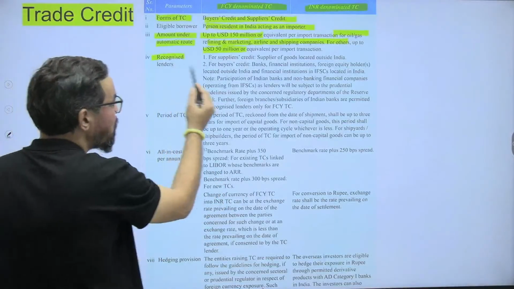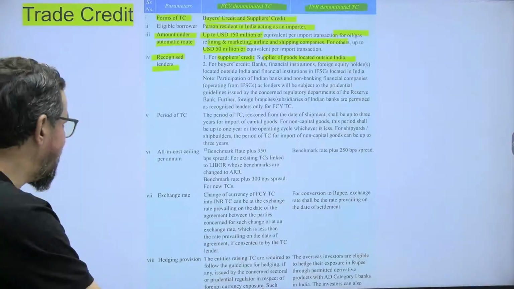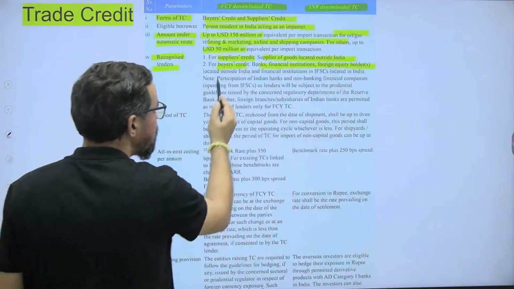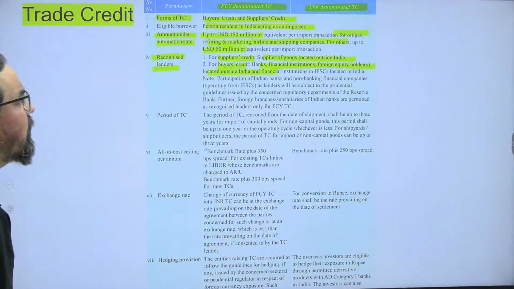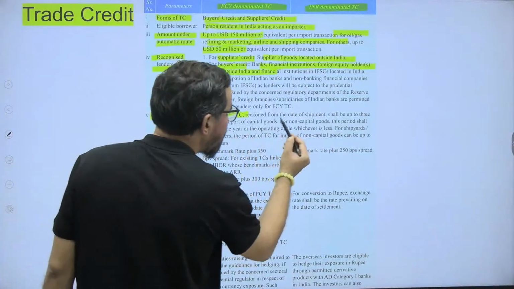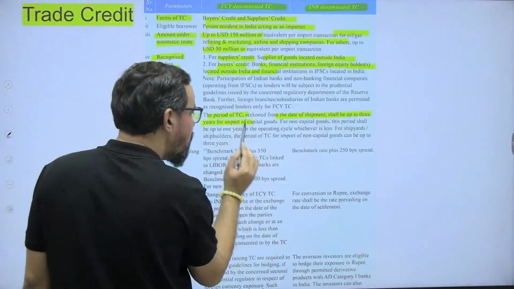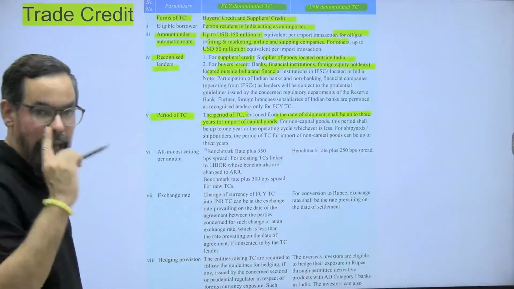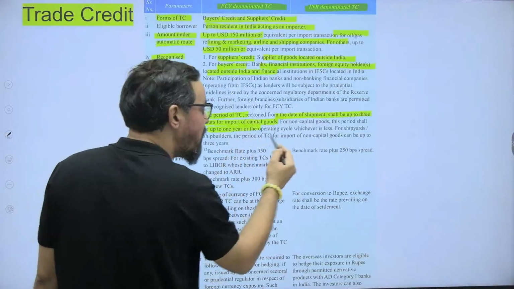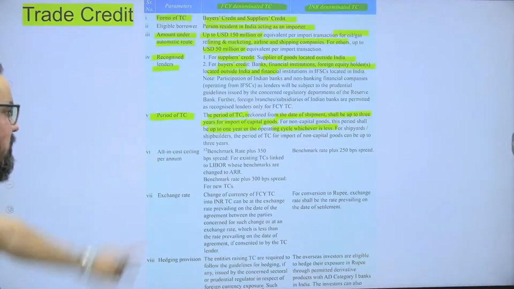Recognized lenders for supplier credit are suppliers of goods located outside India. For buyer's credit, they are banks, financial institutions or foreign equity holders located outside India, and financial institutions in IFSC. Period of trade credit: the trade credit from the date of shipment shall be 3 years for import of capital goods. For non-capital goods, it is up to 1 year or the operating cycle, whichever is less. The operating cycle is 6 months only.